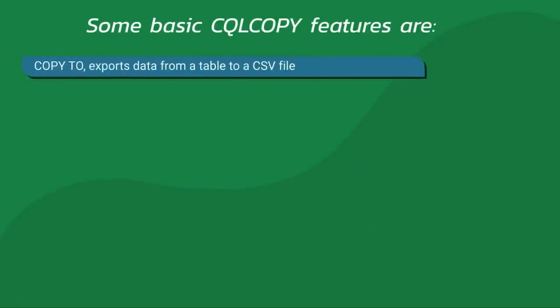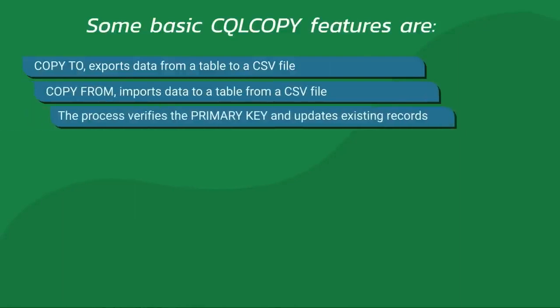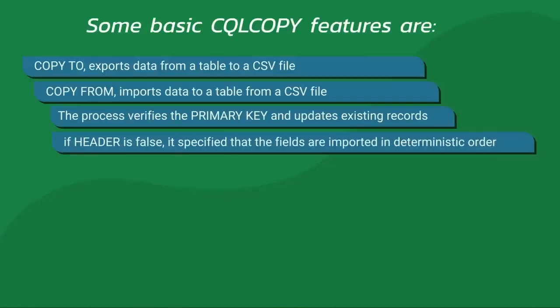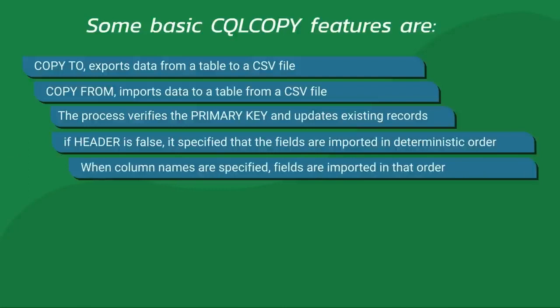COPY TO exports data from a table to a CSV file. COPY FROM imports data to a table from a CSV file. In CQL COPY, the process verifies the primary key and updates the existing records accordingly. If the header is false, it specifies that the fields are imported in a deterministic order. When column names are specified in the table, then the fields are imported in that order. If any field is missing or empty, it is set to null.